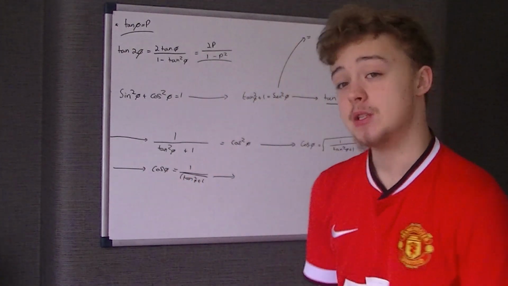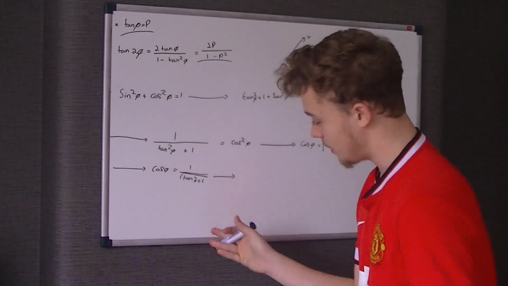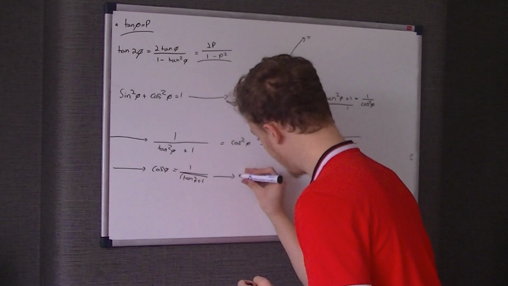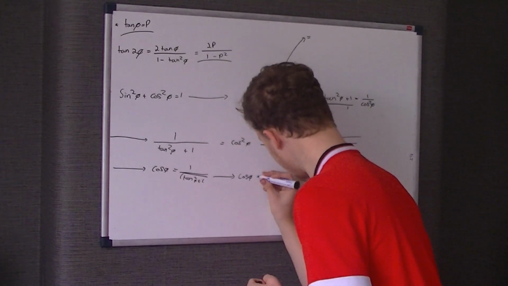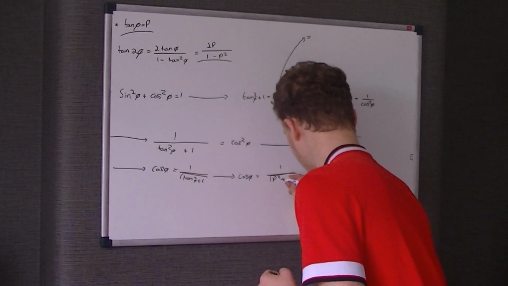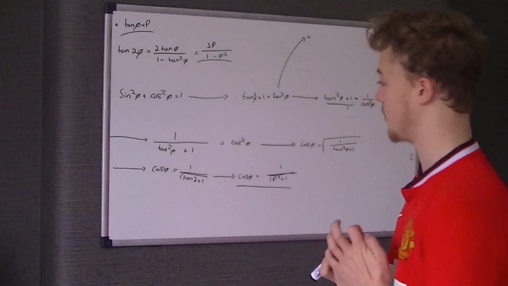Now we know tan theta is equal to p. So therefore tan squared theta is going to be p squared, as we did over here somewhere. So therefore cos theta is equal to 1 over the square root of p squared plus 1. And that is your answer.